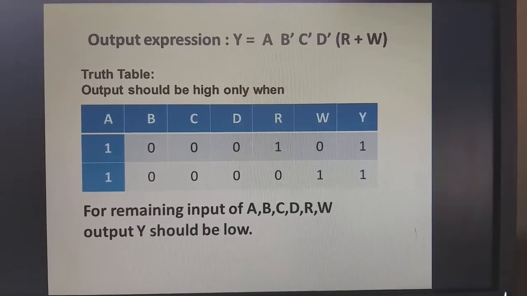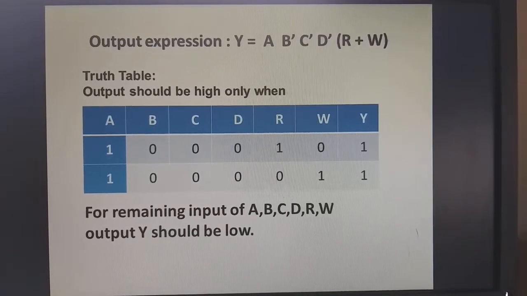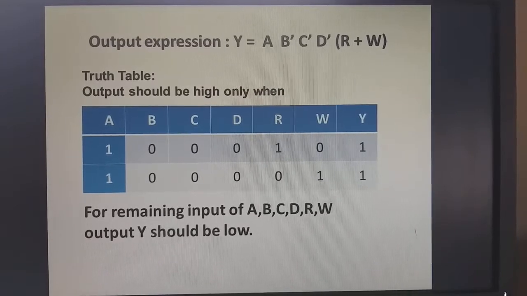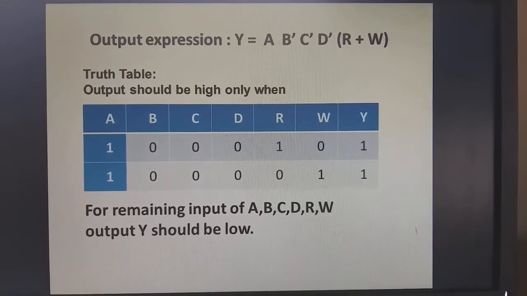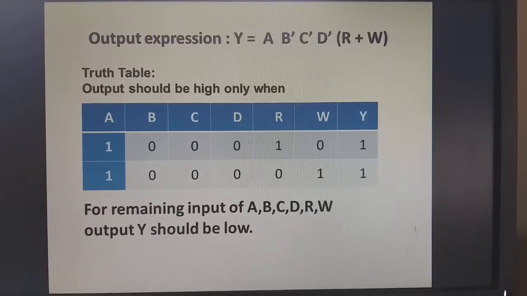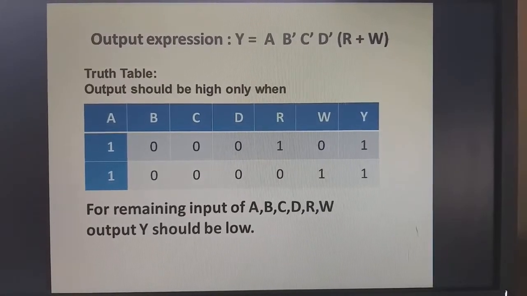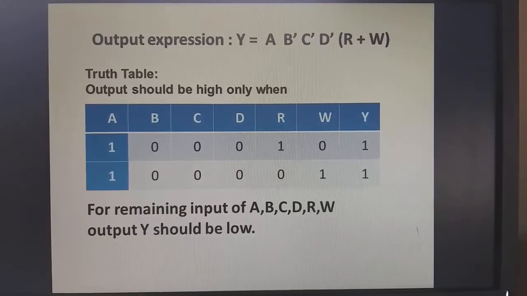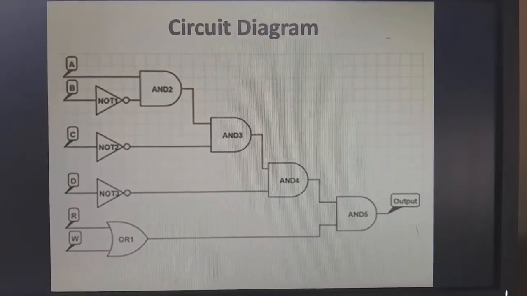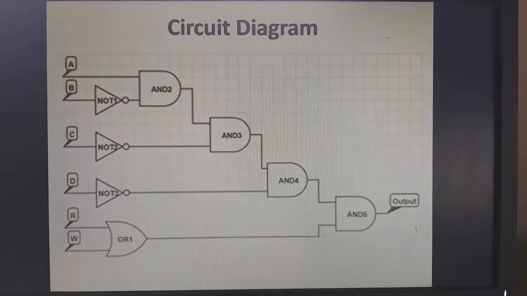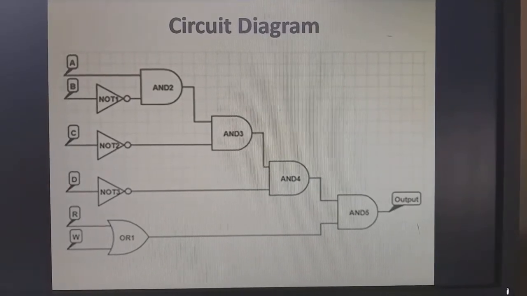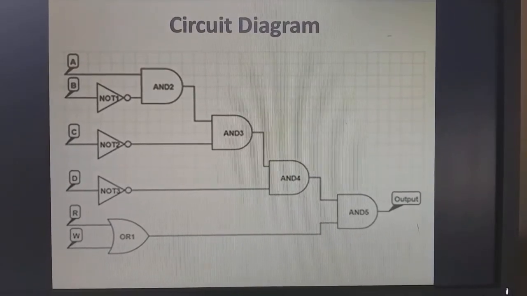So the truth table will go as shown in the presentation. Output should be high only when A is 1 and read is 1, or A is 1 and W is 1, that is write is 1. For the remaining inputs of A, B, C, D, for all the other combinations, the output should be low. So accordingly, if we design the circuit, this is the circuit that we get. This is the circuit we are supposed to rig up in the digital trainer kit. So the next step, we will go to rig up the circuit, follow the instructions carefully.